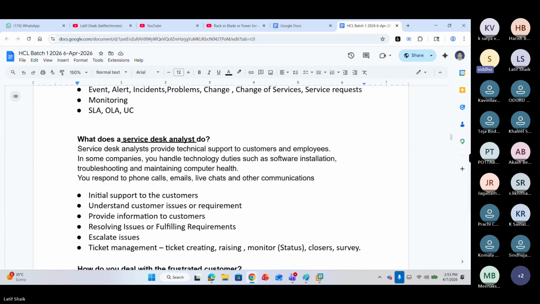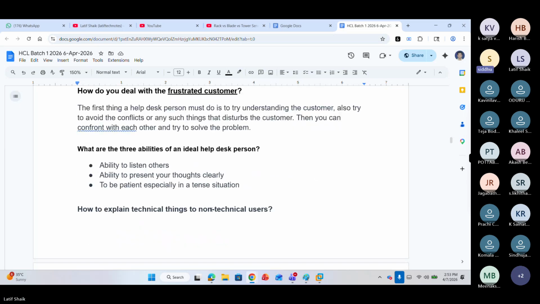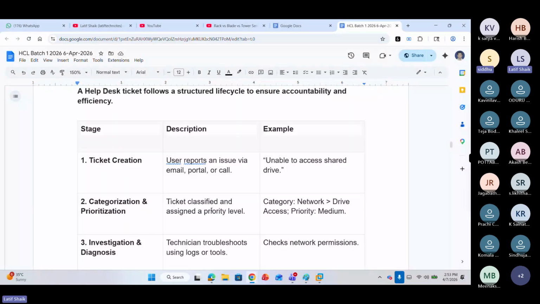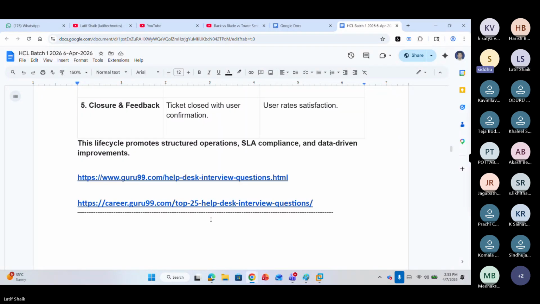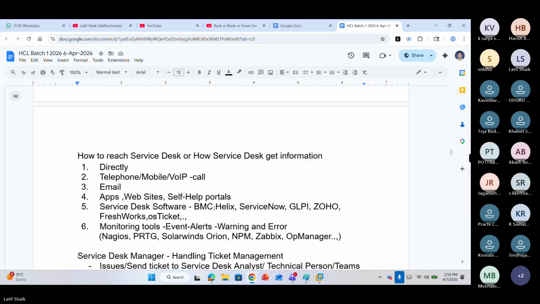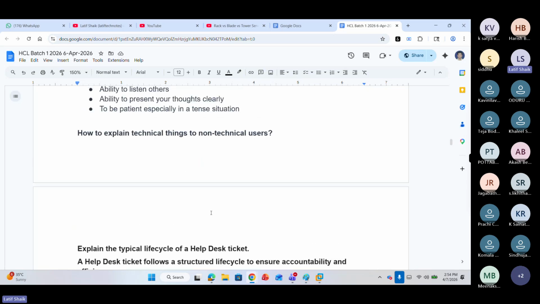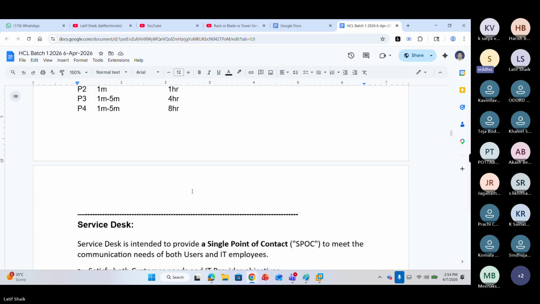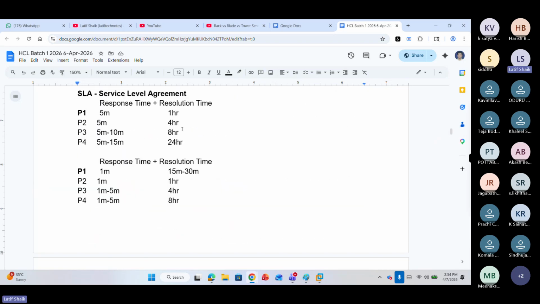Sir, I have one doubt. Yes, tell me. Resolution time is only 1 hour, right, sir? Yeah, resolution time is only 1 hour. 1 hour. Yeah. And what happens, sir, if you do not resolve within that time?